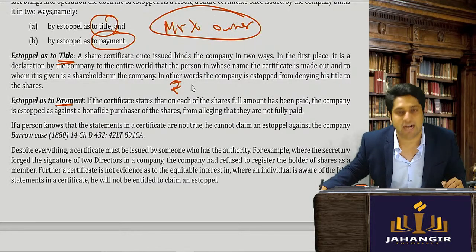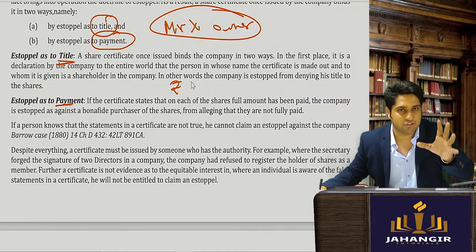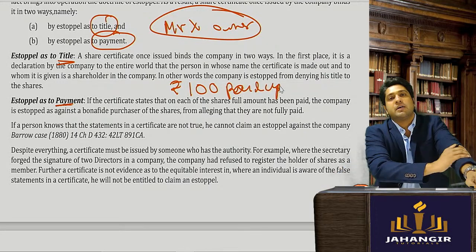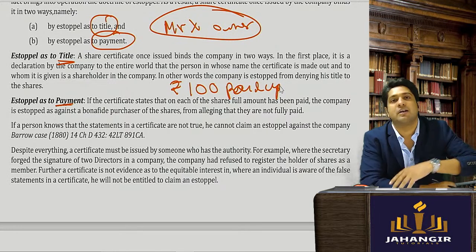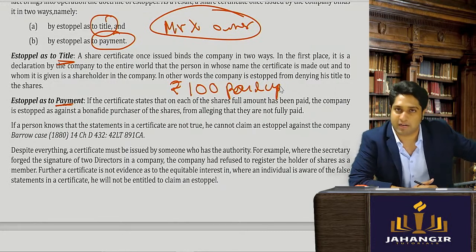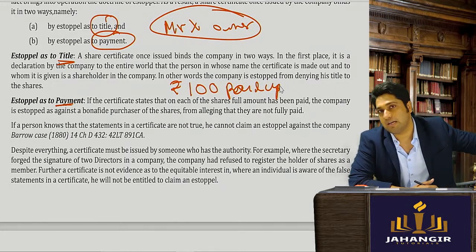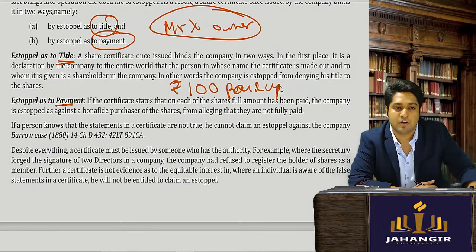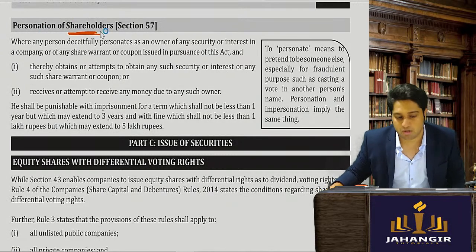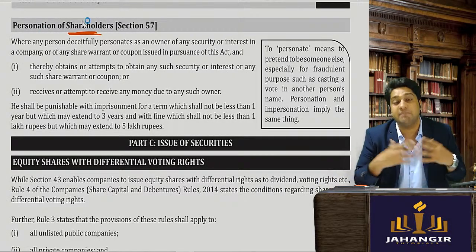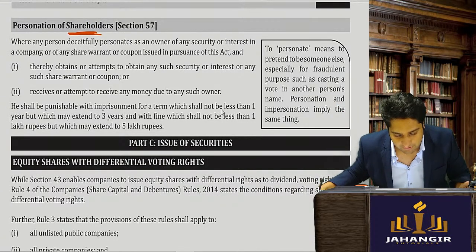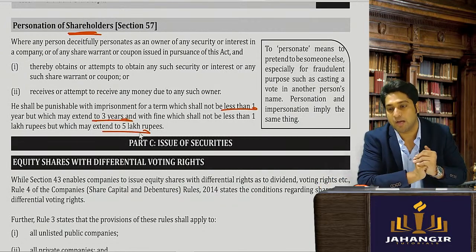If it is written that the shareholder has paid up 100 rupees, the company cannot deny that 100 rupees has been paid. So the company will be estopped from denying ownership rights to the shareholder, or from denying that he has made the payment. Now, personation of shareholder. If any person impersonates, tries to become a shareholder and tries to get some dividend rights, for him we have imprisonment and fine as well.